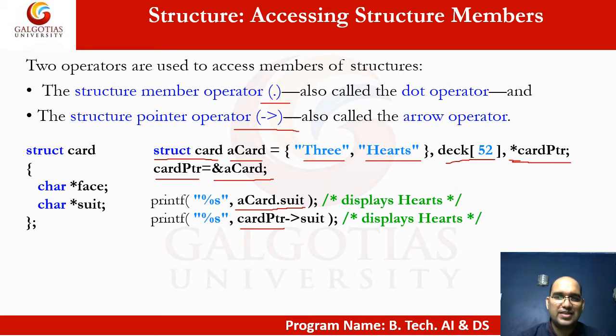So if I want to access the member using this card ptr variable, that is the pointer variable, then I have to use the arrow operator over here. So I have to write card ptr arrow suit. It will be accessing the value of the member which is stored at this particular address location. So it will also display hearts.